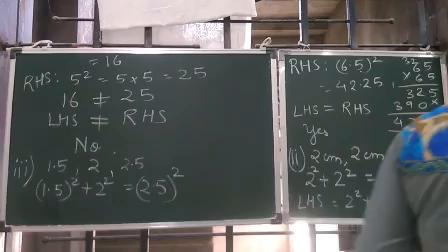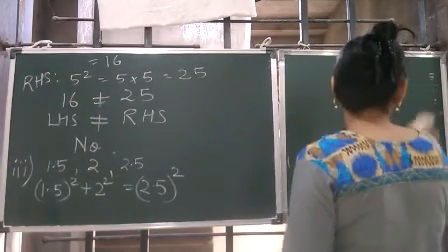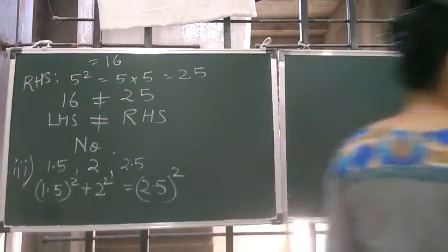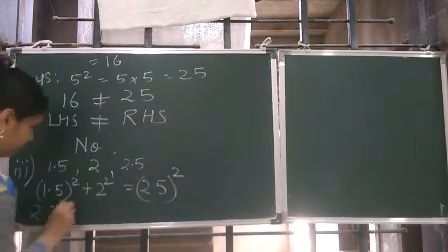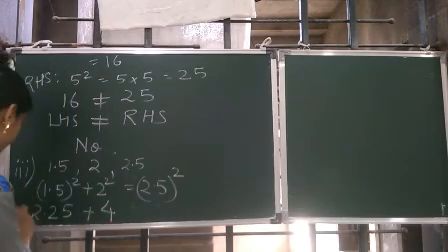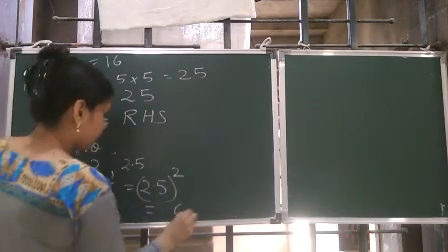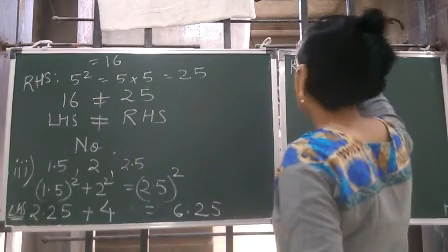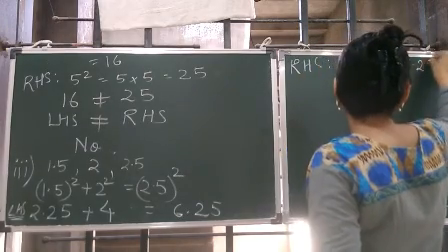15 15s is 225, because it is 1.5. 1.5 means 15. Now it is having decimal, that is 0.5 and 0.5, so 2 place decimal, so it will become 2.25. So 2.25 plus 4, this is LHS. So this gives us 6.25. Then we go to RHS. RHS is how much? 2.5 square, that is 25 into 25, that is 6.25.